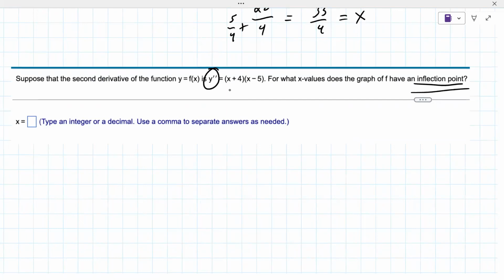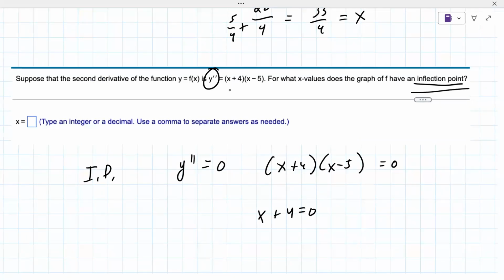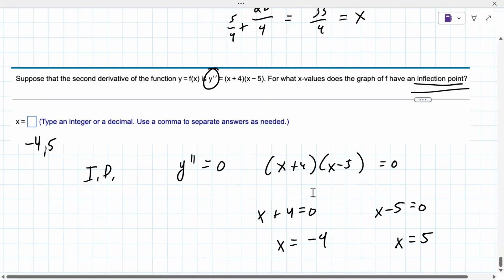Now it wants to know, where does it have an inflection point? It's an inflection point when the second derivative equals 0. So you're literally setting x plus 4, x minus 5 equal to 0. You're setting each of those equal to 0 and solving for x. And you want problems like this because you're totally done. The answer is minus 4 comma 5. You're just setting the second derivative equal to 0.